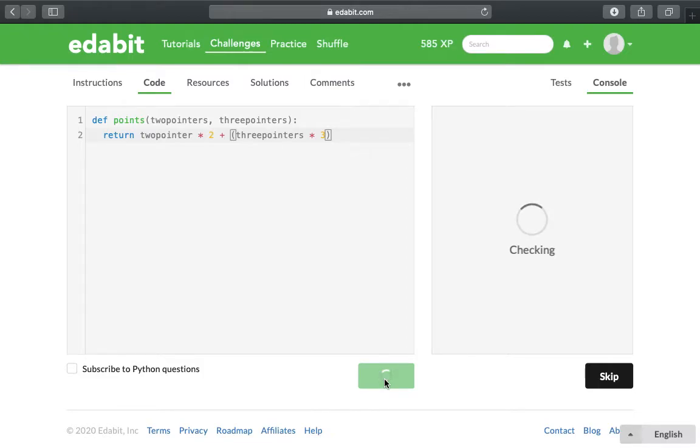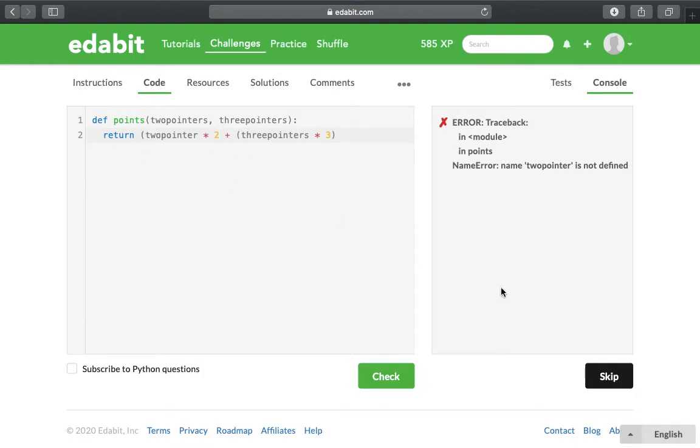How did that go? Oh, I did not do it correct. So what I'm going to do is put parentheses around the first part, and let's see if that'll do it. Two-pointers times 2 plus three-pointers times 3. It's very slow. Oh, it isn't working. Oh, two-pointer is not defined.